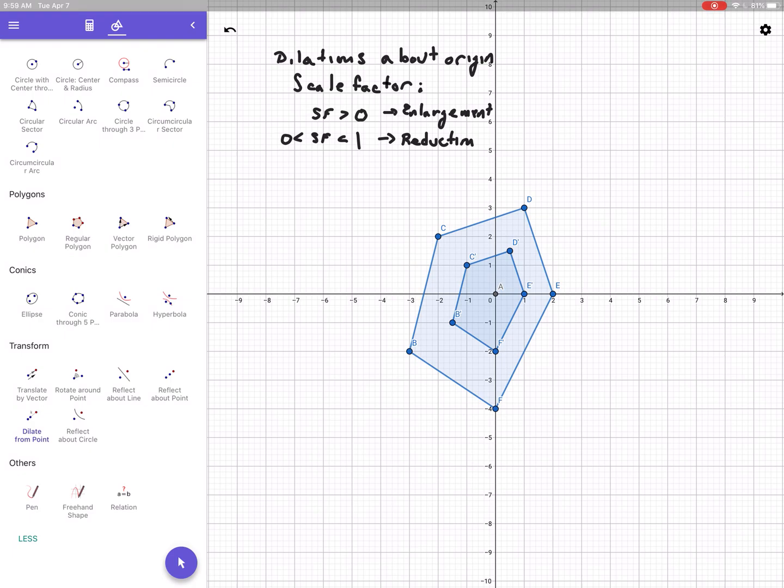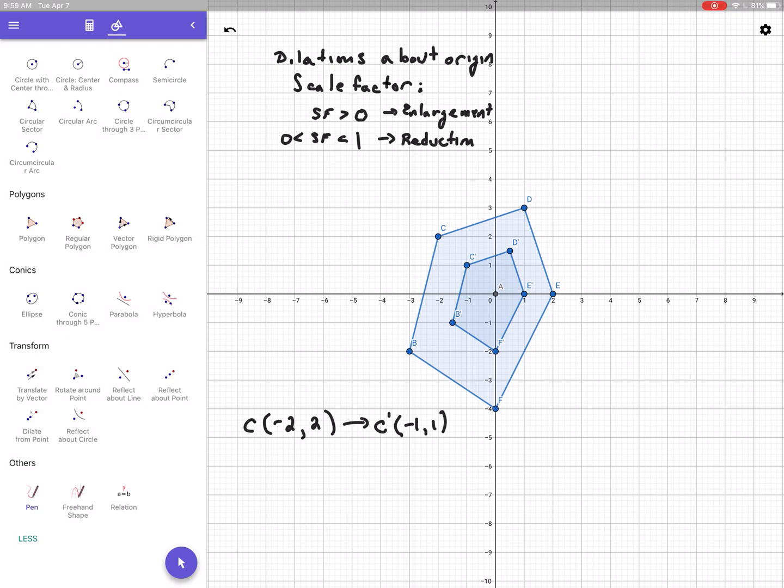Now, before I go on any further, really quickly, let's just look at one pair of points from the pre-image and the image. If I look at C, the point at C is -2, 2. So what did we do to get to C prime, which is -1, 1?